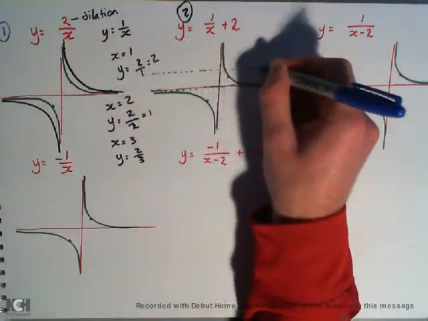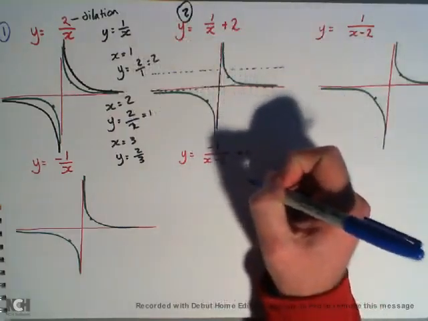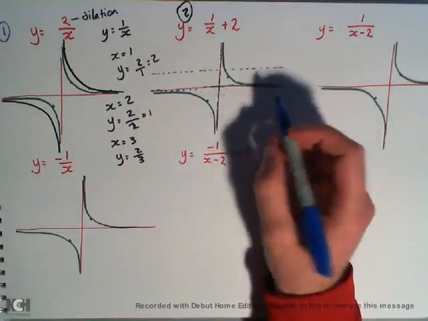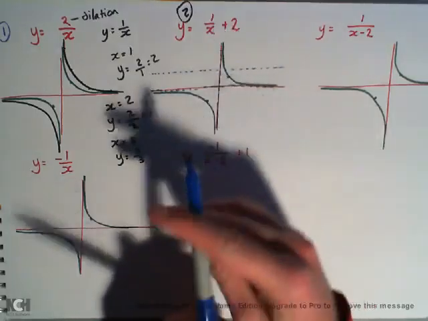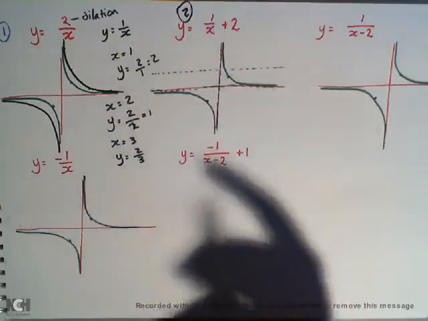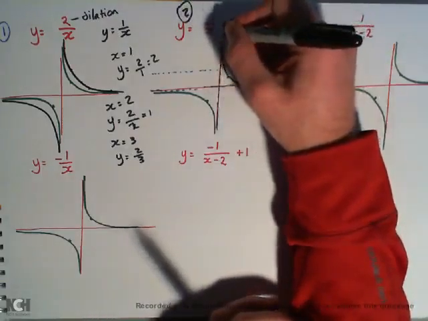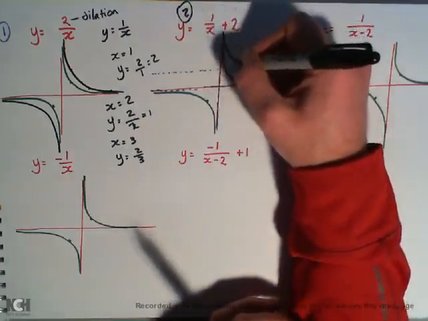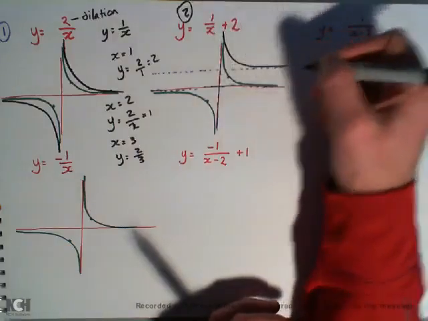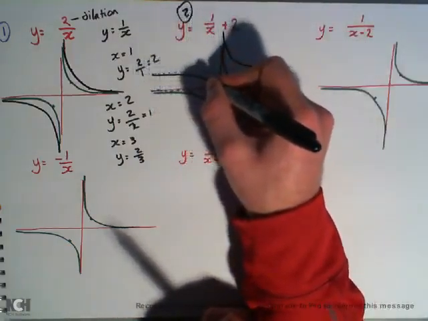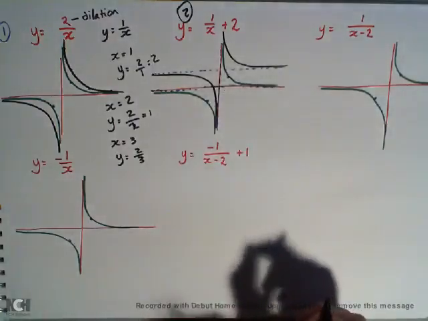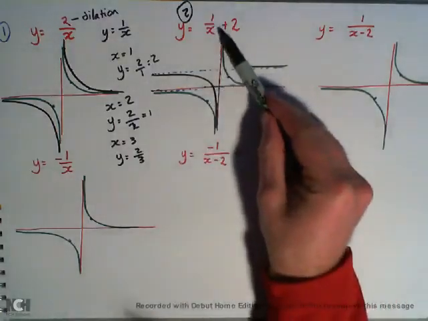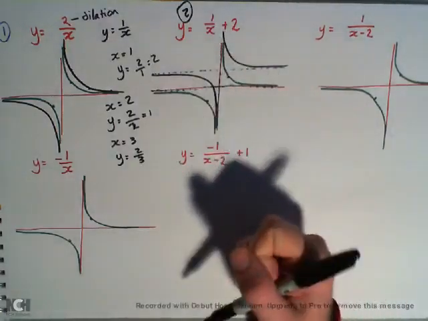Okay, everything else stays the same. We're not dilating it, we're not translating it left or right. It's just been moved up 2. The vertical asymptote stays the same. So now we just draw in our graph in the same shape for our new asymptotes. Okay, so in black, we can say it looks like that.